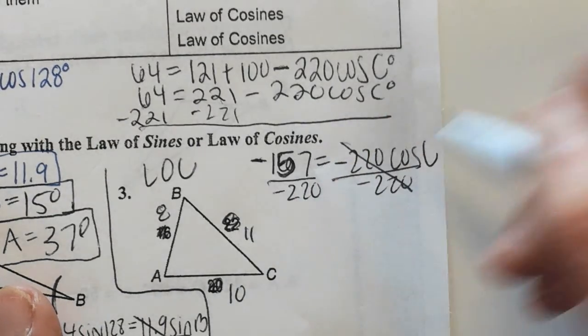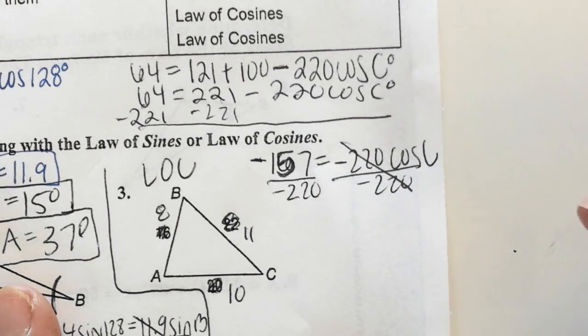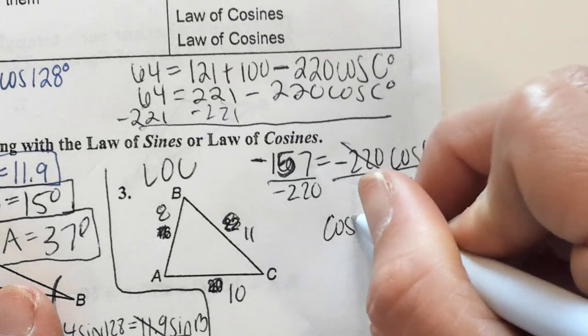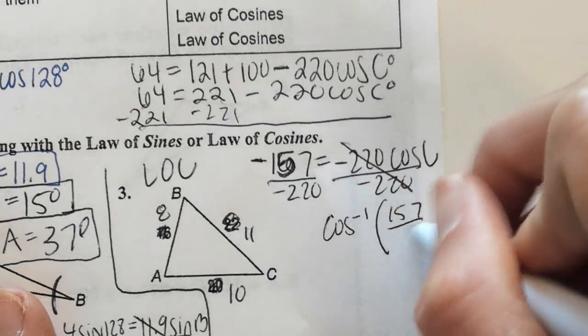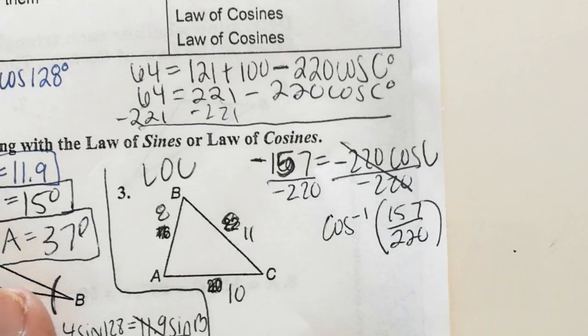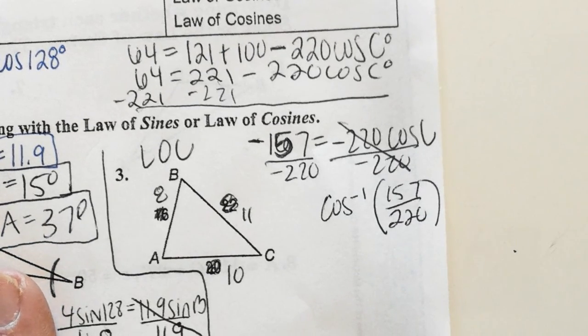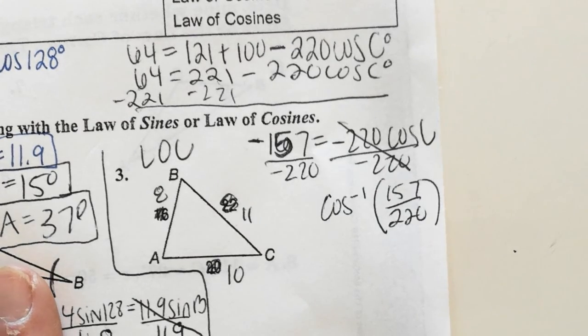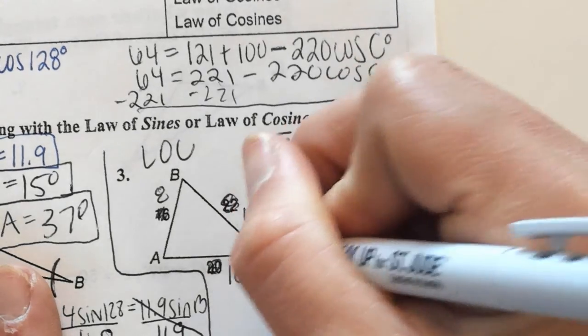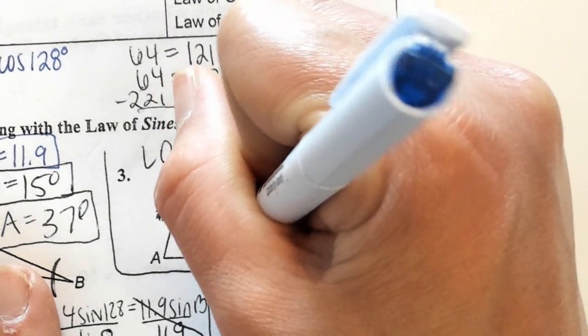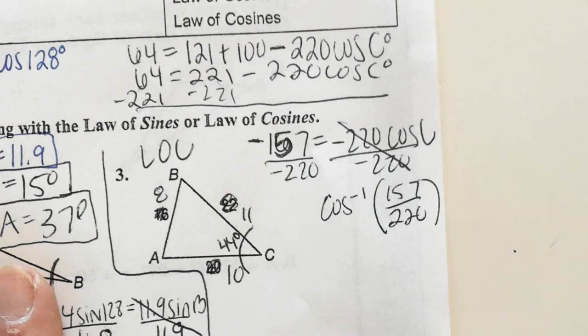Next. Yes, go ahead. Yeah, you can do that. So cosine inverse, and then you type in 157 over 220, or negative over a negative, either one. And what did we get? That's what I got. So 44 degrees. What did we just solve for again? Angle C. So that is 44 degrees. Questions on that part?